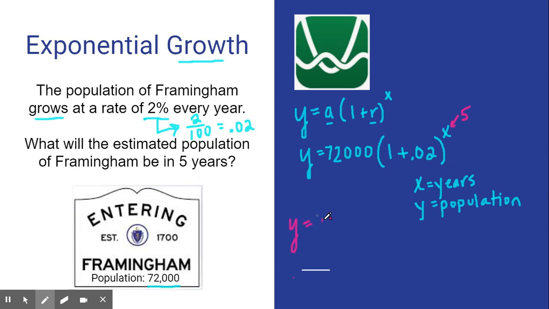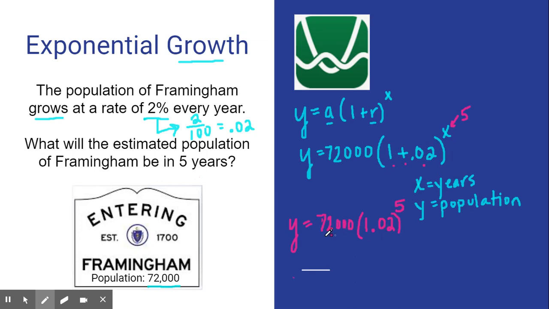So y equals 72,000 times 1 plus 0.02. I'm actually going to add that together and just call that 1.02. And we will raise that to the 5th power. I'm using 5 for x because x is our years. And I'm using 1.02 just because I combined 1 plus 0.02.